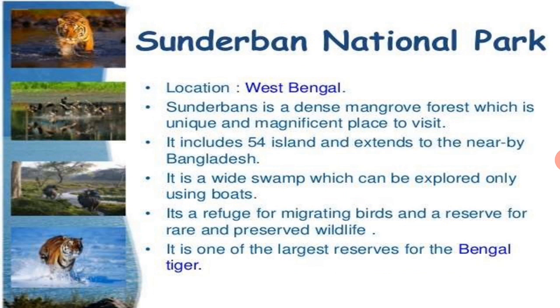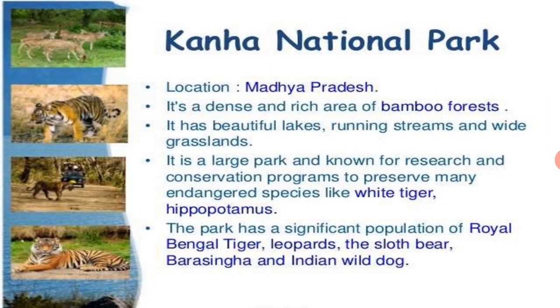Jagannath Puri. This area is particularly a very dense forest. Sundarban is a dense mangrove forest, which is a unique and magnificent place to visit. It includes 54 islands and extends to nearby Bangladesh. It is a wide swamp which can be explored only by boat. It's a refuge for migratory birds and a reserve for rare and preserved wildlife. It is one of the largest reserves for the Bengal tiger.